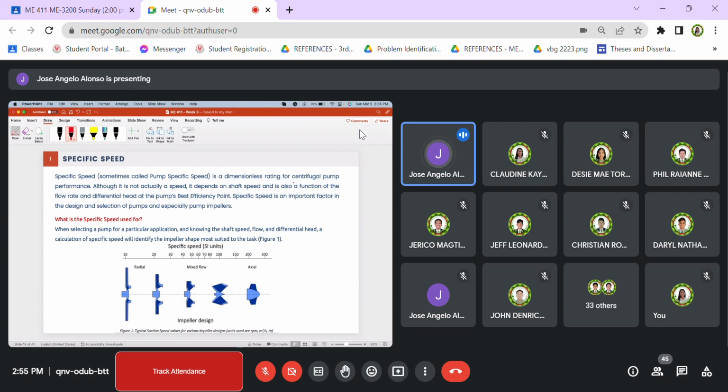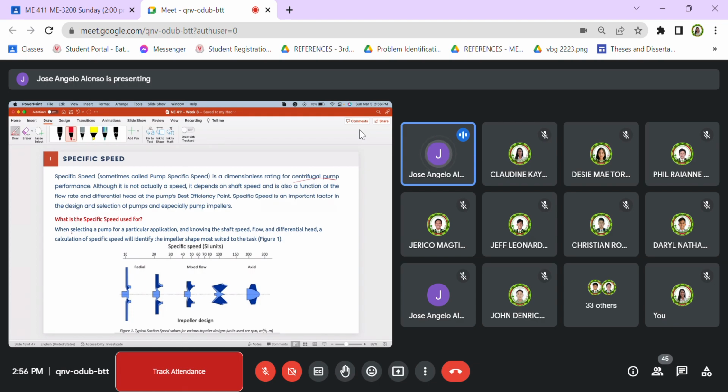So this is for centrifugal pump performance lang daw. Although it is not actually a speed, it depends on the shaft speed and is also a function of the flow rate and differential head at the pump's best efficiency point. Specific speed is an important factor in the design and selection of pumps, especially pump impellers. So ginagamit si specific speed kailan?